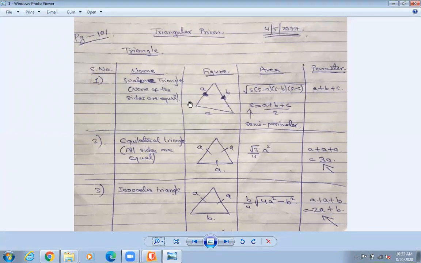So this is the scalene triangle, equilateral triangle, isosceles triangle. I think you have heard these words before also. But we need to learn the formula now. So formula of different triangles: scalene triangle, equilateral triangle, isosceles triangle, right angle triangle. Not only this one, there are other triangles also. We are going to learn one by one about the different types of triangle.